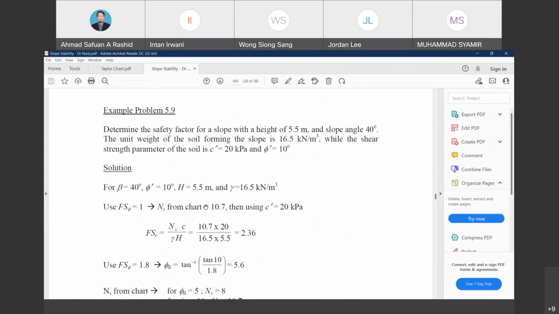Then for 5.9: determine the factor of safety for the slope with a height of 5.5 meters and slope angle 40. The unit weight of the soil forming the slope is 16.5, while the shear strength parameters of the soil are C equal to 20 and phi equal to 10. So beta is equal to 40, phi is equal to 10, H is equal to 5.5, and gamma is equal to 16.5.